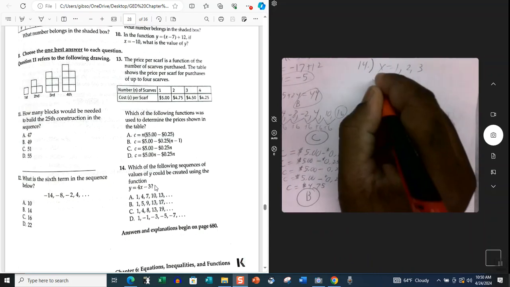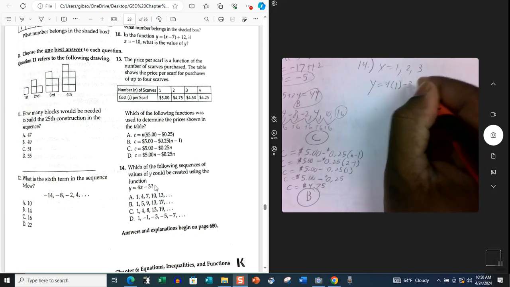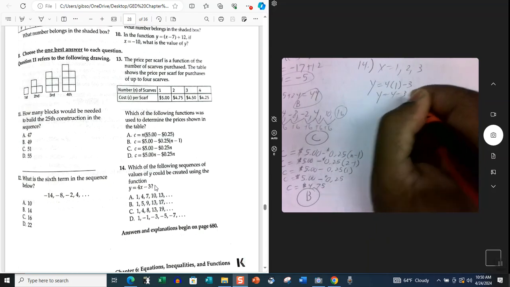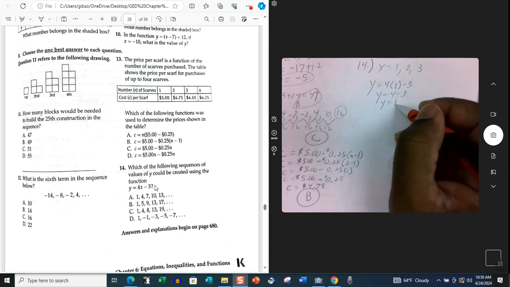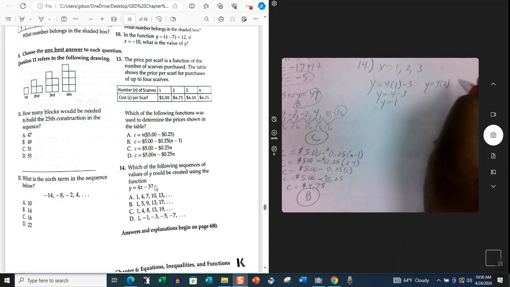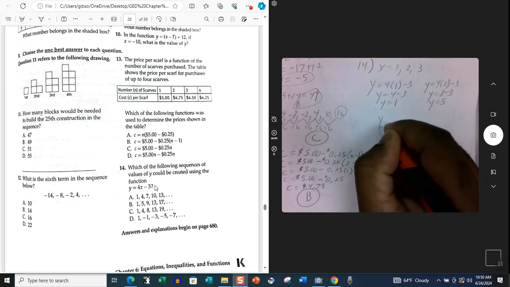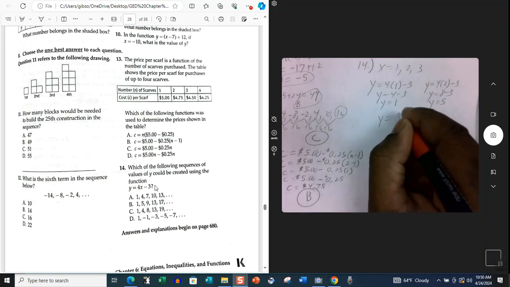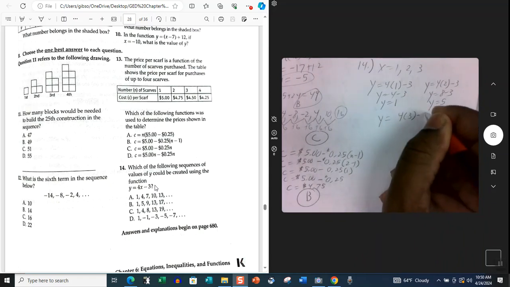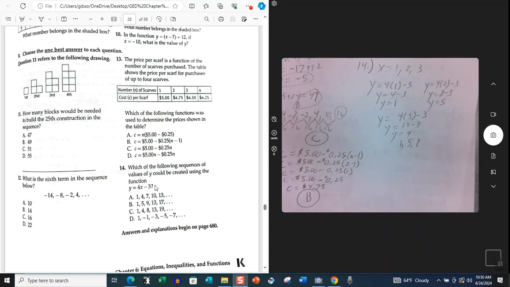Okay, so now if we take this equation, y equals 4, we'll put in 1 for x. So we have y equals 4 minus 3 and y equals 1. So that'll be the first number. So now we're going to try the same equation, but then we're going to put in 2 for x. So it'll be y equals 8 minus 3 and y equals 5. So that'll be the second number. And then now we're going to try the third number. So we have 4 times 3 minus 3. Y equals 12 minus 3, y is equal to 9. So our first three numbers should be 1, 5, and 9.